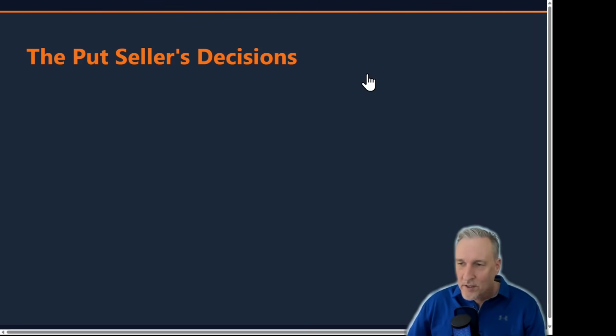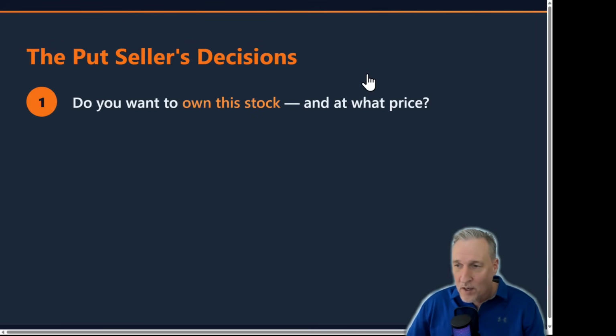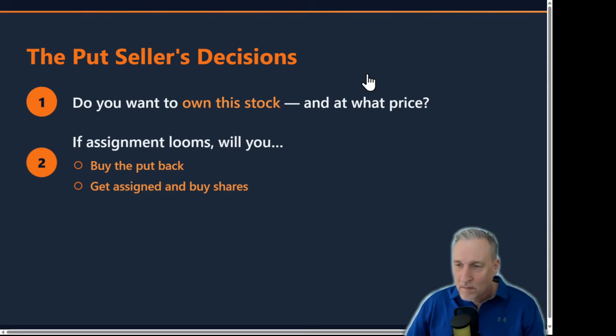We're going to brush aside other aspects of selling puts and focus on the search for maximizing premium relative to risk. But these other aspects are crucial, and you should think long and hard about them. Do you want to own this stock, and at what price? If your put's in danger of getting assigned, will you buy it back, or will you be able to come up with the cash to purchase the shares?